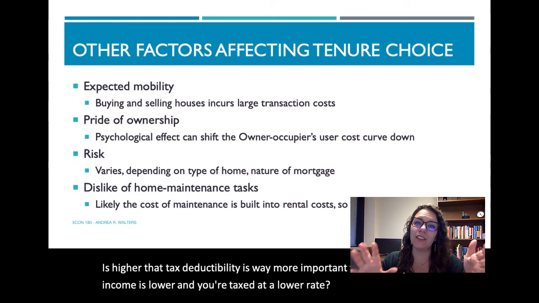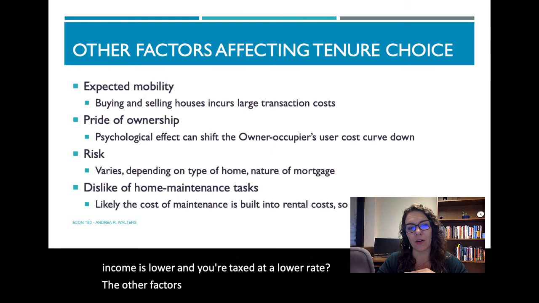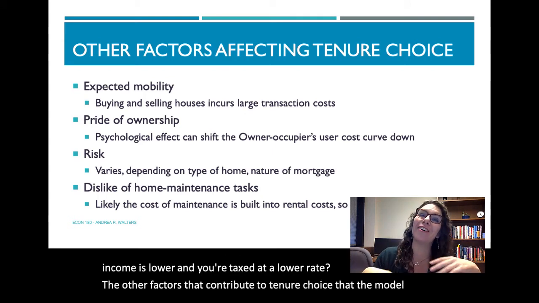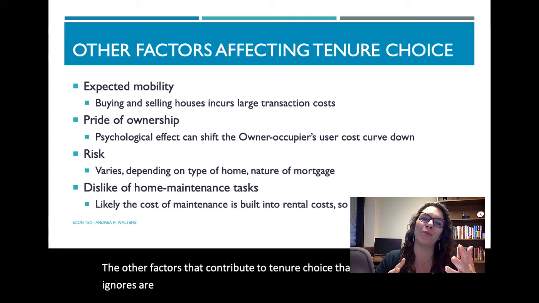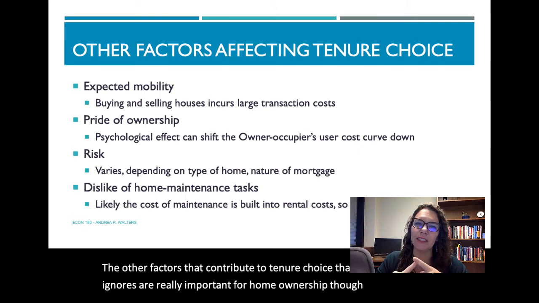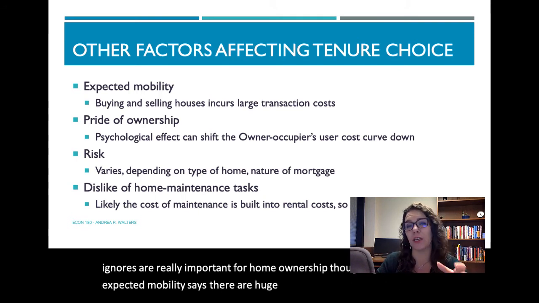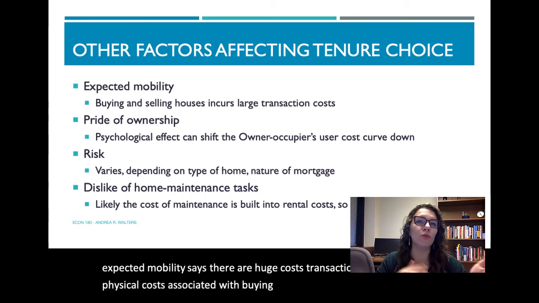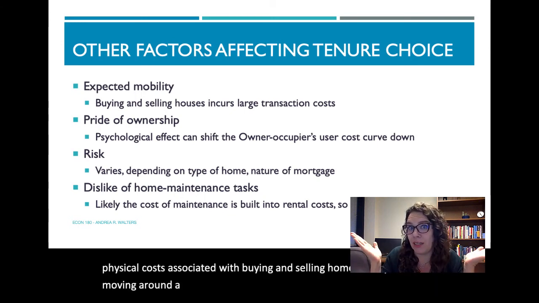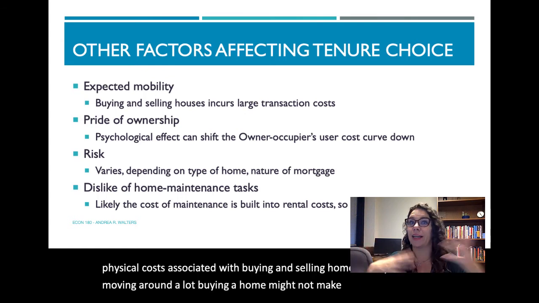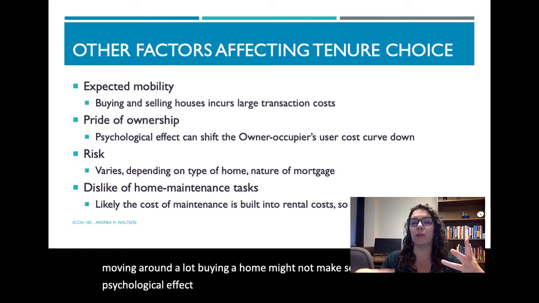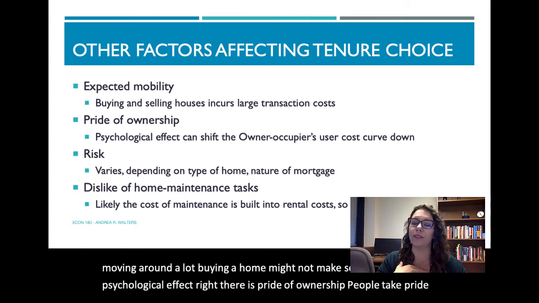The other factors that contribute to tenure choice that the model totally ignores are really important for homeownership though, right? So expected mobility says there are huge costs, transactions costs, and physical costs associated with buying and selling homes. So if you're moving around a lot, buying a home might not make sense. There is a psychological effect, right? There's pride of ownership. People take pride in owning a home relative to being a renter.